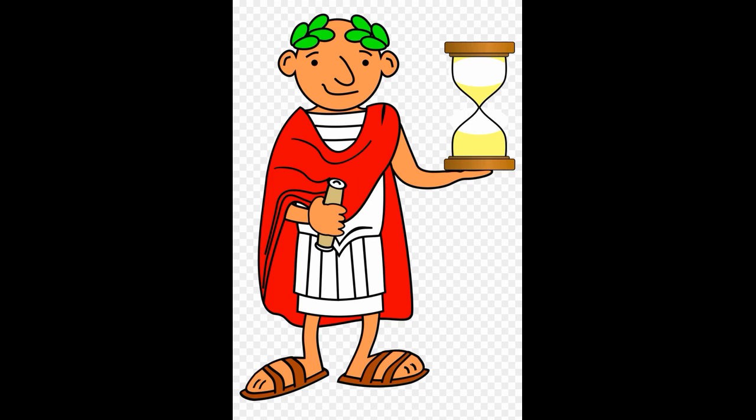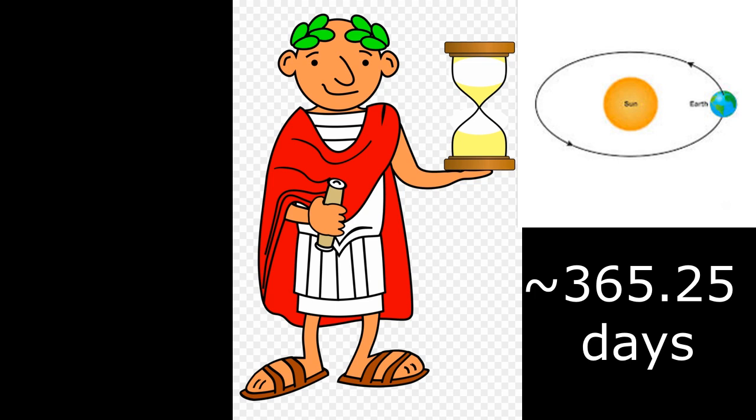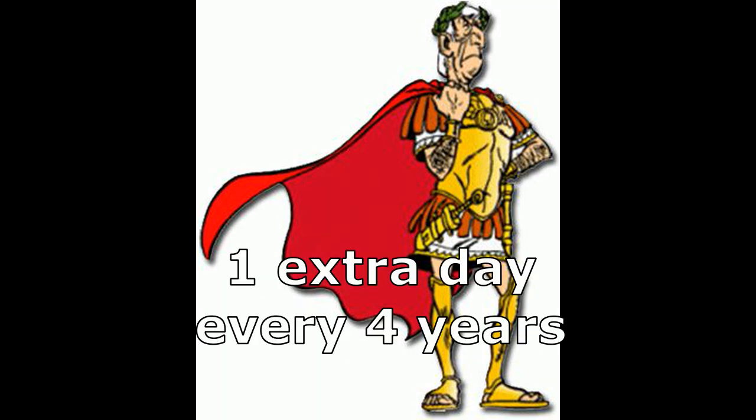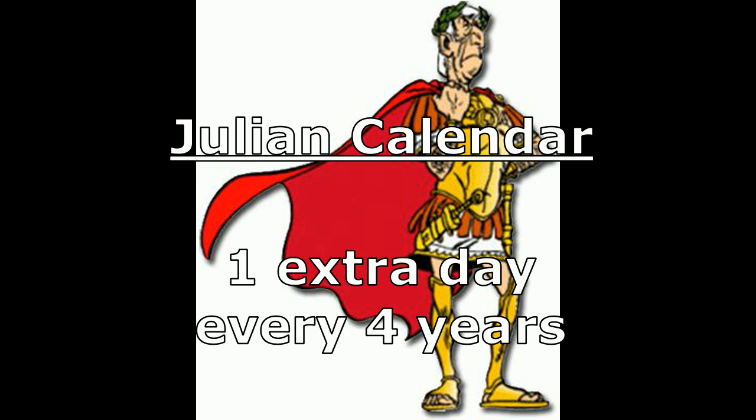A couple thousand years ago, the Romans realized that it took slightly longer than 365 days for the Earth to make one complete lap around the Sun. To account for this, in 46 BC, Julius Caesar decided to create a calendar which added 1 day every 4 years. Today, we call this the Julian calendar, and you might be thinking, this is what we use today.